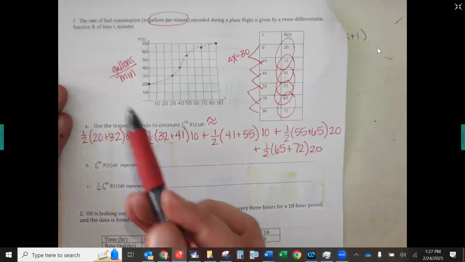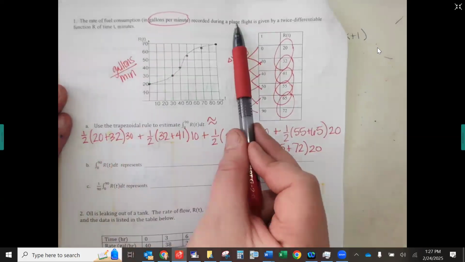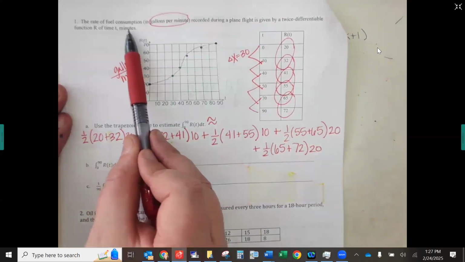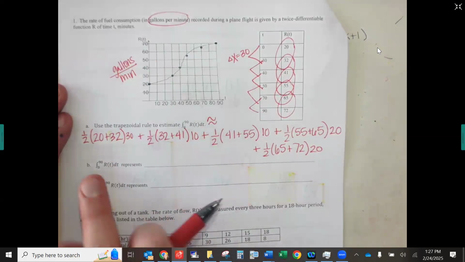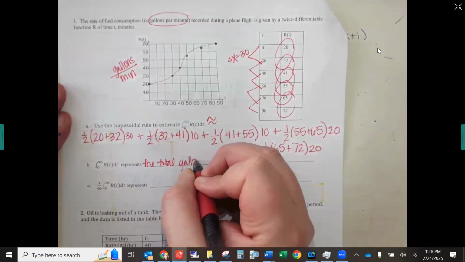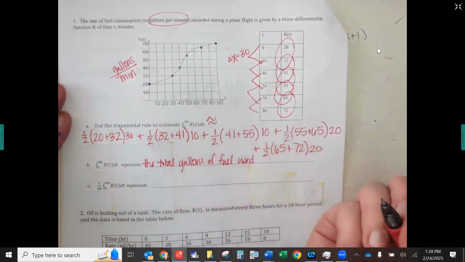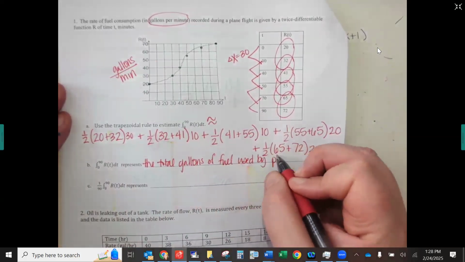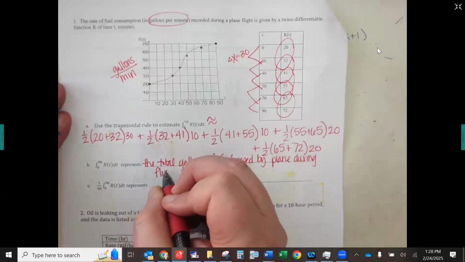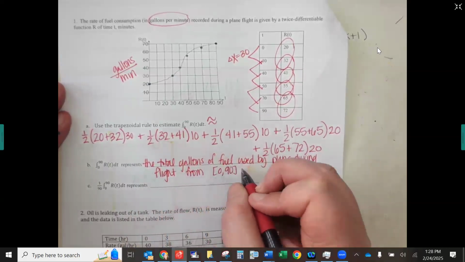So what are these gallons of? Fuel consumed by what? The plane over 0 to 90 what? Time is measured in minutes. So the integral from 0 to 90 represents the total gallons of fuel used, or you could put consumed if you wanted to be fancy, by the plane during the flight from 0 to 90 minutes.